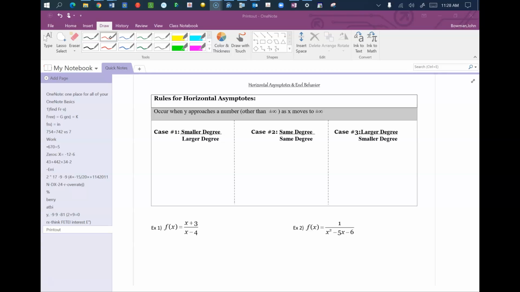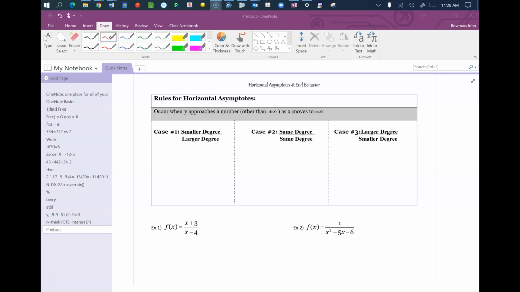We're going to talk about horizontal asymptotes and how to determine what they are. And we're going to talk about finding x and y intercepts. And then we're going to practice with a few problems. So, how do you find horizontal asymptotes for rational functions?